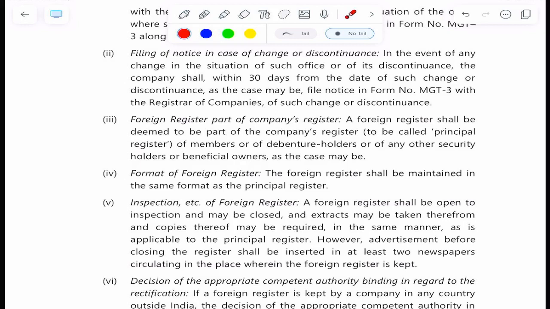Foreign register part of company's register. A foreign register shall be deemed to be part of the company's register to be called principal register or register of members or debenture holders or of any other security holders or beneficial owners as the case may be. Format of foreign register. The foreign register shall be maintained in the same format as the principal register.